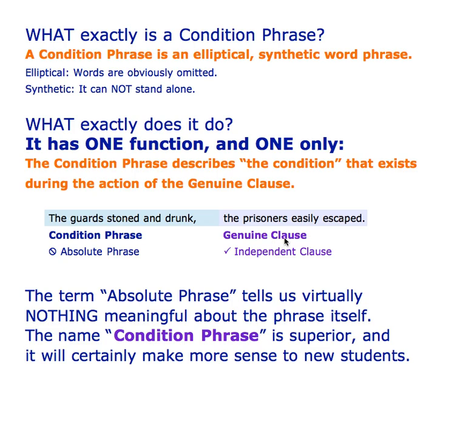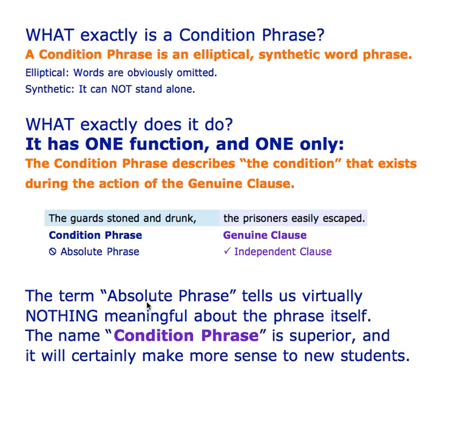Here's your genuine clause. That's what you would call an independent clause. The prisoners easily escaped. Okay, here's what happened. The prisoners easily escaped. It's a fact. It's a genuine clause. It's a thought in itself. Well, what was the condition? What was going on when the prisoners easily escaped? The condition here was the guards were stoned and drunk out of their minds. Right here, this is simply stating a condition.